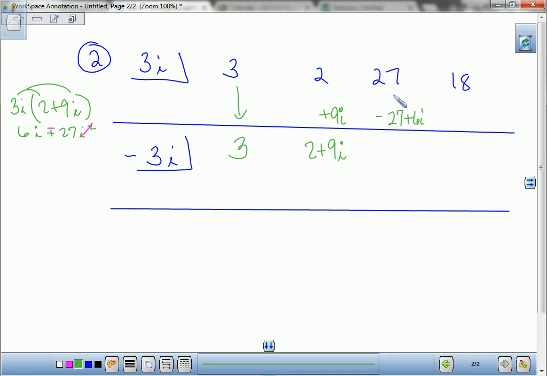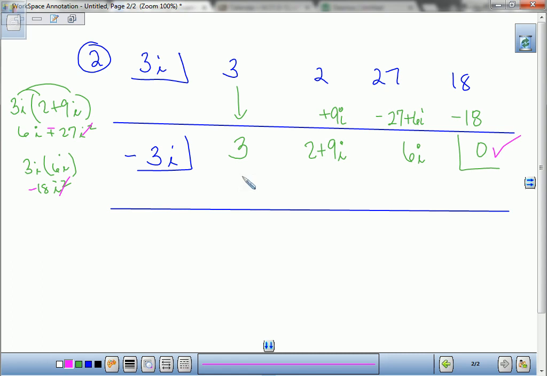So what happens to the 27s? They cancel out. It's getting prettier. We're not there yet, but it is getting prettier. And then a 3i times a 6i is 18i squared, which becomes what? Negative 18. Negative 18. So I did it. I got my 0, so I know I'm on the right track.